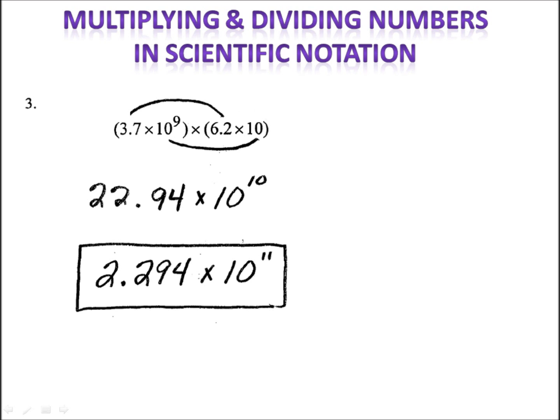We began by multiplying 3.7 by 6.2. That gave me 22.94. 10 to the 9th times 10 to the 1st is 10 to the 10th. 22.94 times 10 to the 10th. But that number's not in proper scientific notation. Move it one place to the left, 2.294, and because it went to the left, I add. 10 to the 11th.